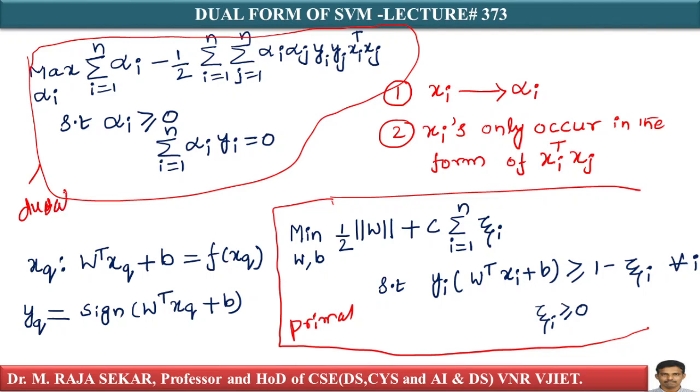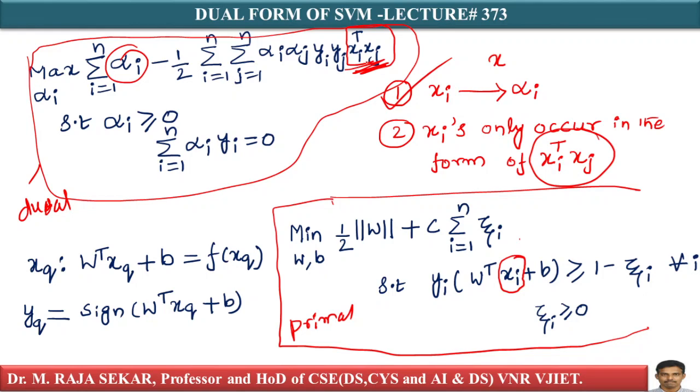dual problem. For every xi in primal, you have a corresponding alpha i in dual. That's what the first point says. The x's only occur in the form of xi transpose xj in the dual. Just see, xi's only occur in the form of xi transpose xj.